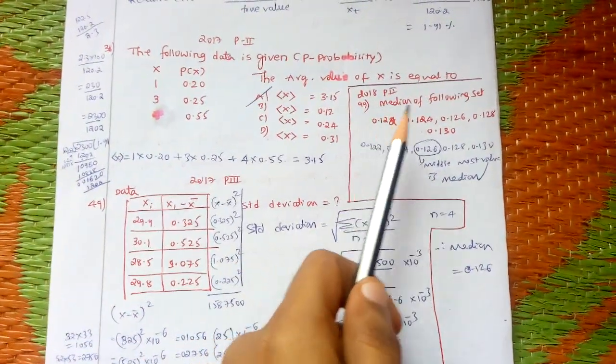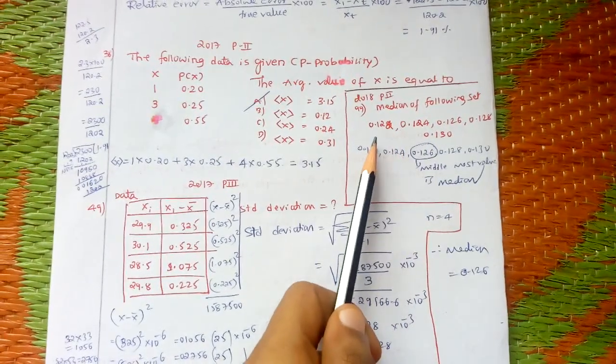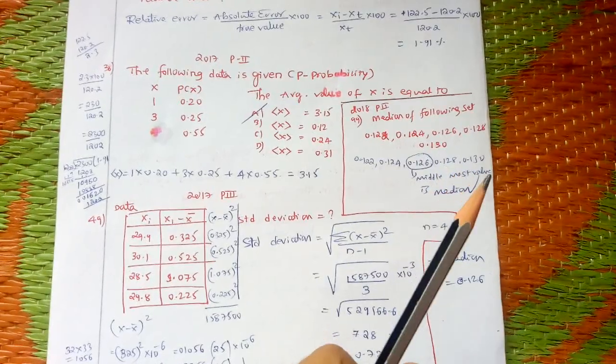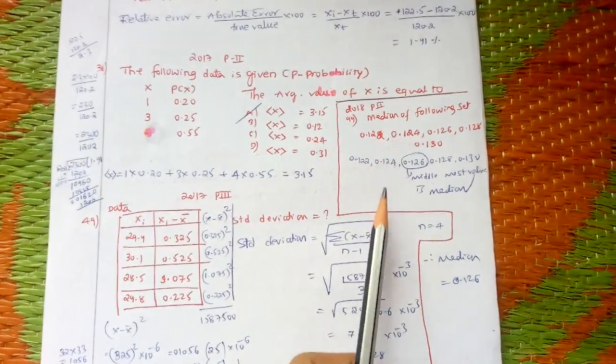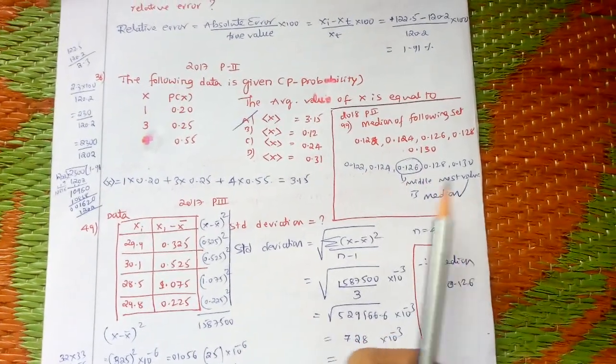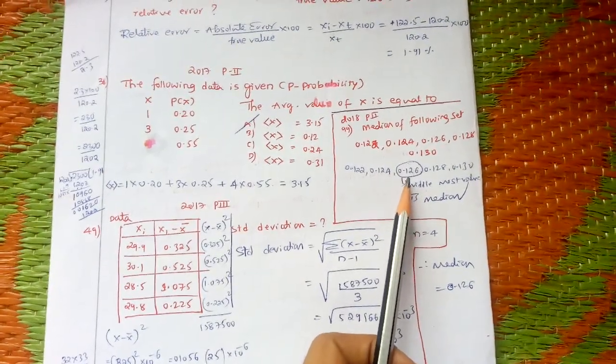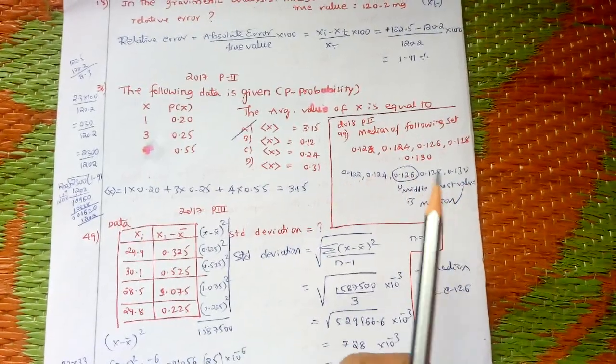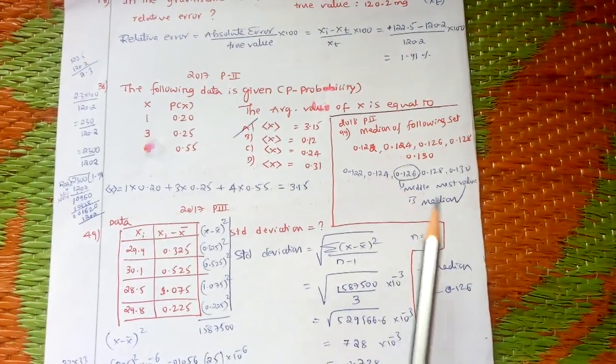In 2018 they asked the median of the following set. First you have to arrange the given values in increasing order. Here they have already given it in increasing order. Whatever middlemost value is there, that value is the median. Here observations are odd, so in that case the middlemost value is the median.